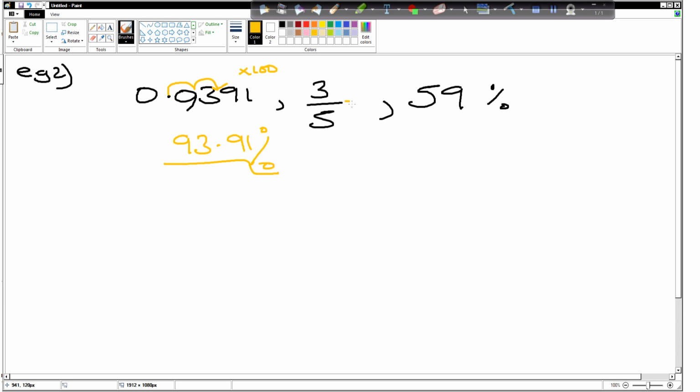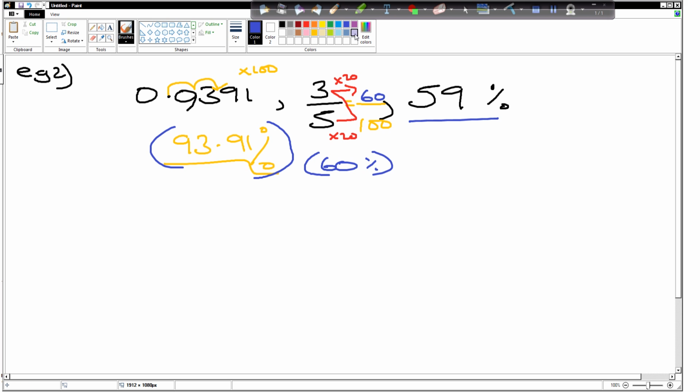Next one, we're going to change into a percentage. So we can make it into hundredths, yeah? Equivalent technique. Times that by 20. That gives us an answer up here: 60. So this one is 60%. And the first one was 93.91%. And that one already is a percent. Lovely. So we changed them all into equivalent percentages.